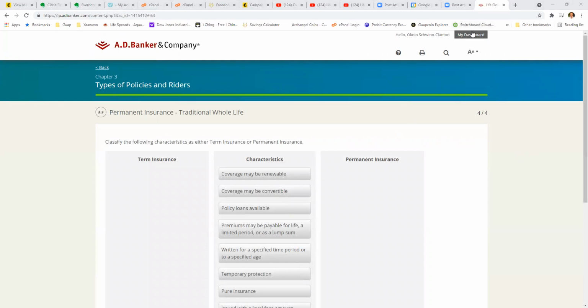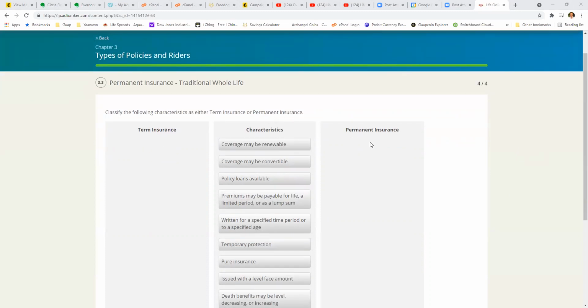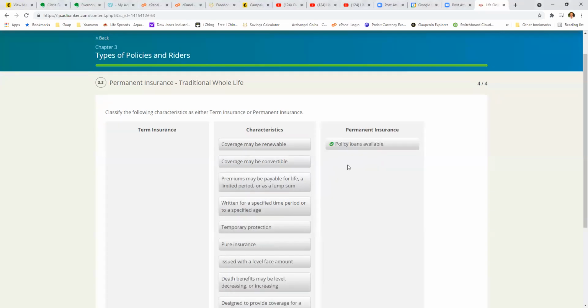Okay, so now classify the following characteristics as either term insurance or permanent insurance. Coverage may be renewable. Anyone want to shout out as we go down? If you know of any of these. So, for example, policy loans are available. Does anyone know where that goes? What is it? Whole life? Permanent. Right. So term has no loans. Anyone else recognize anything? I think the pure insurance is term.